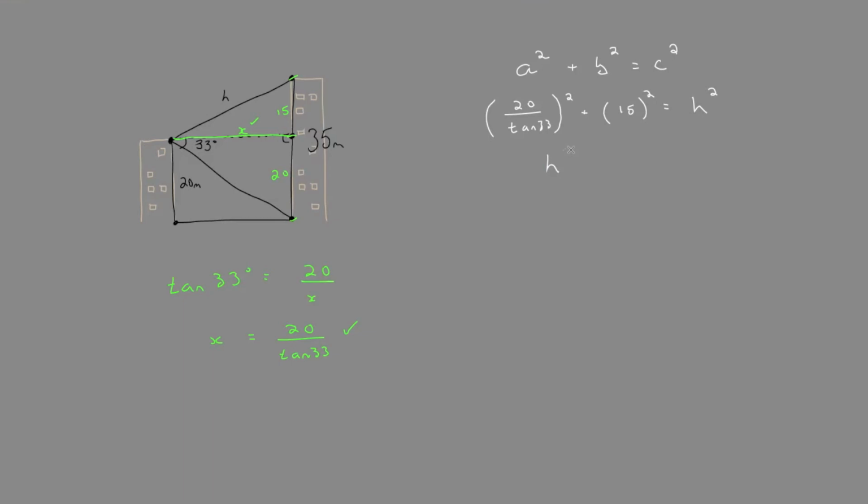We'll isolate for h squared, which equals all of this on the calculator would give us 0.5, and then square rooting both sides, plus or minus the square root, but we'll only use the positive version, 34.3 meters for the hypotenuse.